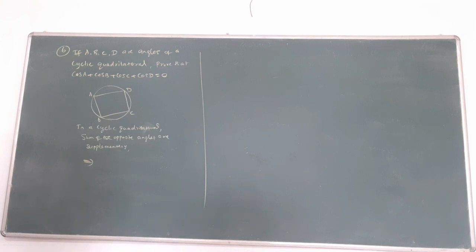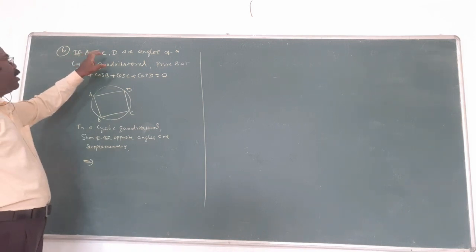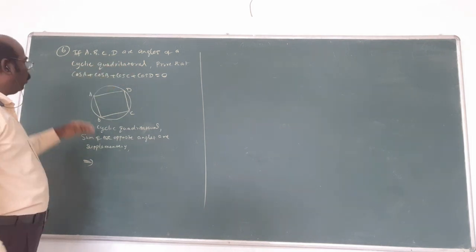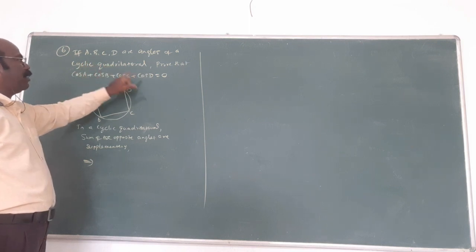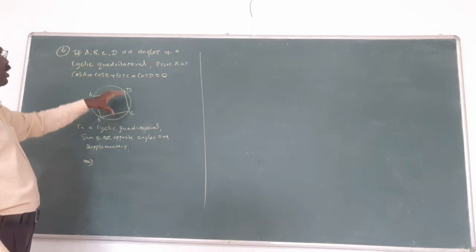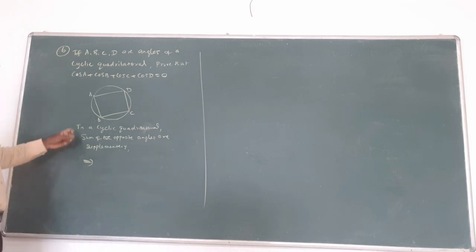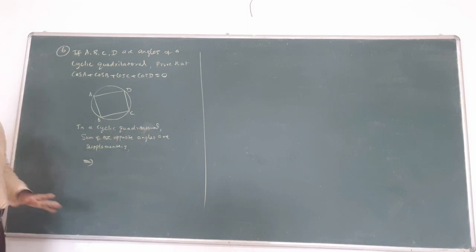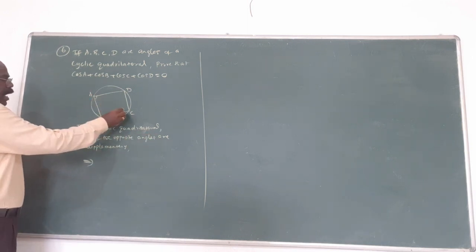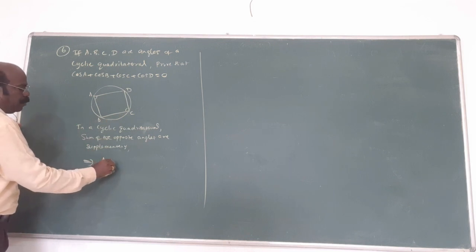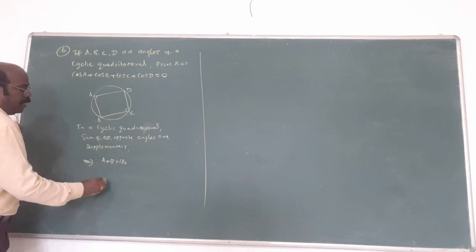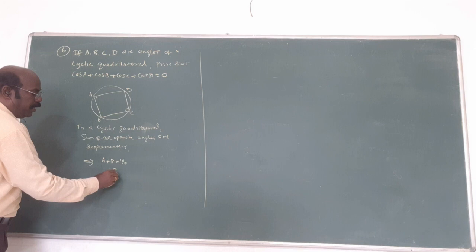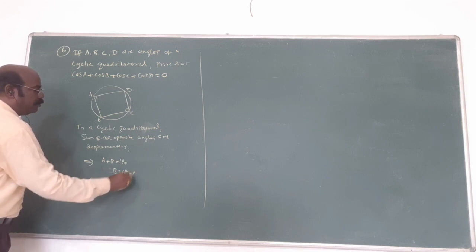This is the sixth question. If A, B, C, D are the angles of a cyclic quadrilateral, prove that cos A plus cos B plus cos C plus cos D is 0. One result is that in a cyclic quadrilateral, the sum of the opposite angles is supplementary. What are the opposite angles? A and C are opposite. So A plus C equals 180 degrees. Therefore, A equals what? Or B equals what? B equals 180 minus A.